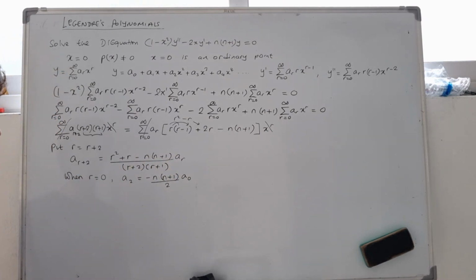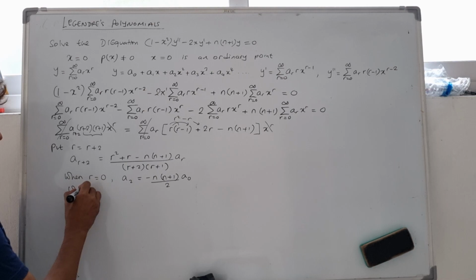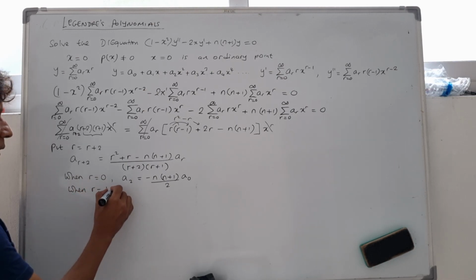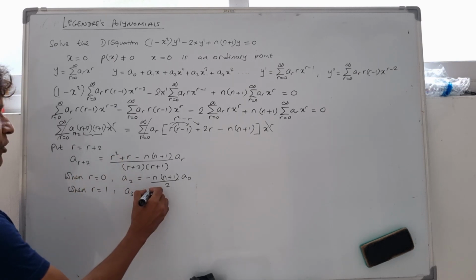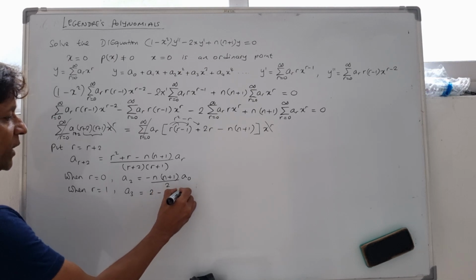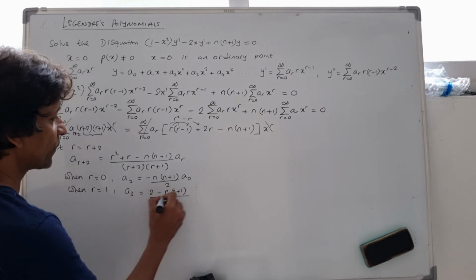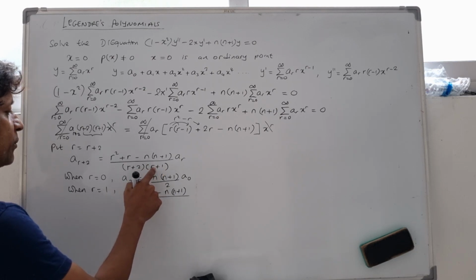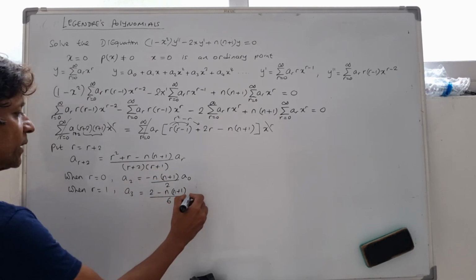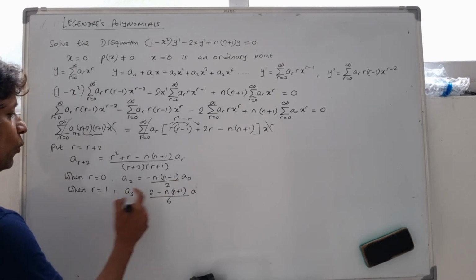So when r is equal to 1, I'm going to get 1 plus 2 is 3, so a 3 is equal to 1 squared plus 1 is 2, 2 minus n into n plus 1, all of that divided by 1 plus 2 is 3, 1 plus 1 is 2, 2 times 3 is 6, and then this is a 1.